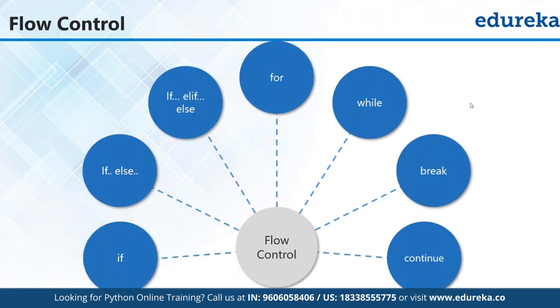Then in terms of flow control, we have multiple flow control elements available in Python, where we can check for conditions. That means if this condition is fulfilled, then only the thing should be executed. And if one condition has not been fulfilled, then what other condition needs to be fulfilled? Then we have if else. If we have multiple conditions, we can use if else.